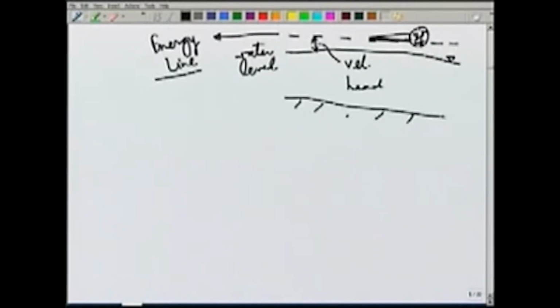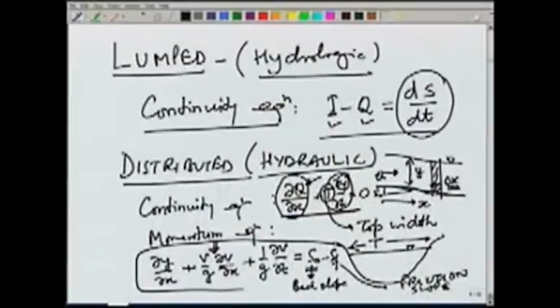is denoted by S f, and typically this value of S f is obtained from using equations like Manning's equation or Chazy's equation for open channel flow. So, in this equation, S naught and S f are obtained from, bed slope is obtained from the geometry of the channel, S f is obtained from Manning's or Chazy's equation, and then we can solve these two equations together to obtain the value of discharge at all values of x and at different times.